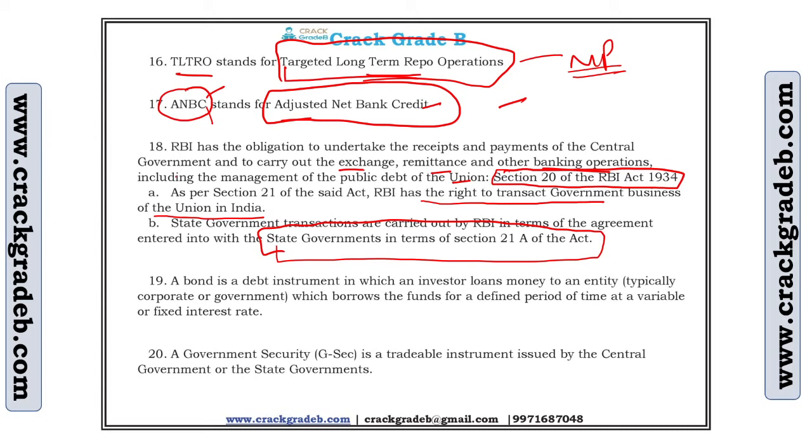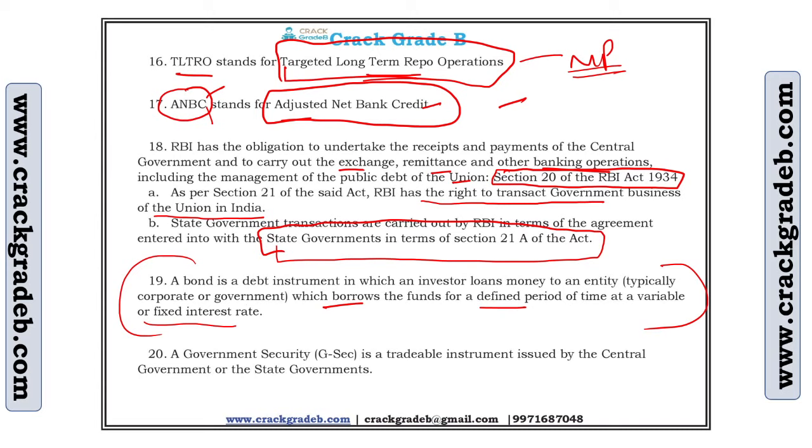Now let's move forward. A bond is a debt instrument in which an investor loans money to an entity, typically a corporate or government, which borrows the funds for a definite period at a variable or fixed interest rate. Okay, what is a bond? A bond is a debt instrument, right? See, if you want to relate, you can relate it with a loan. The way you take a loan from a bank, it's the same thing.